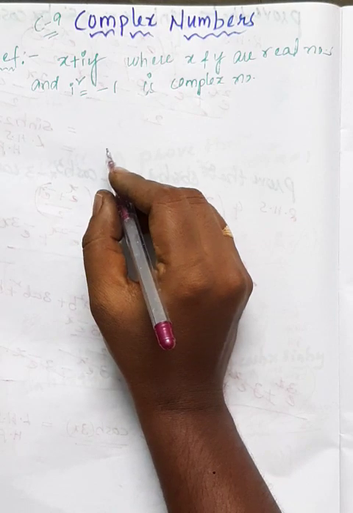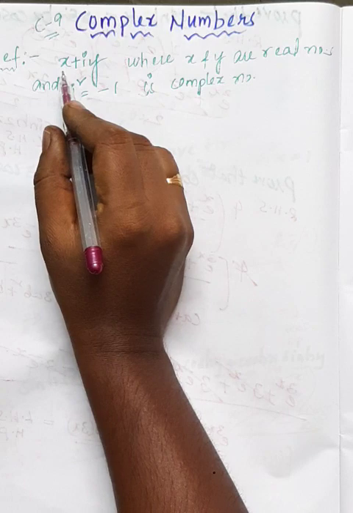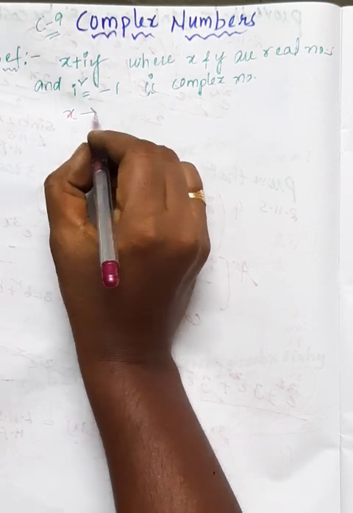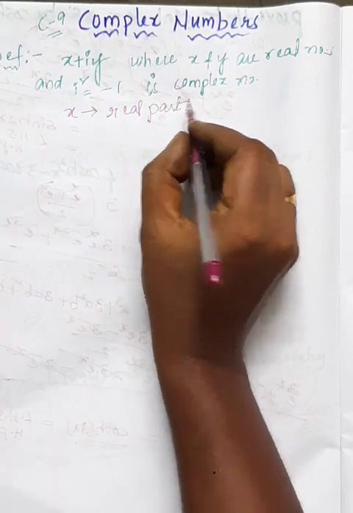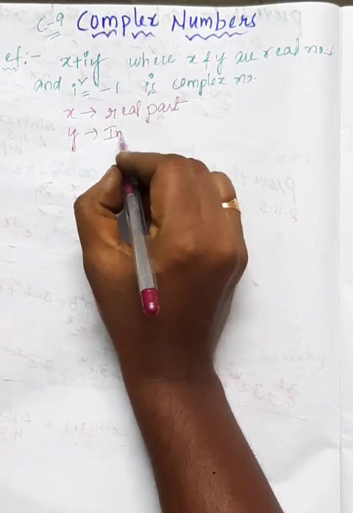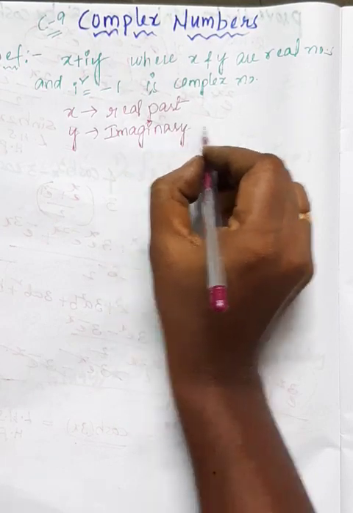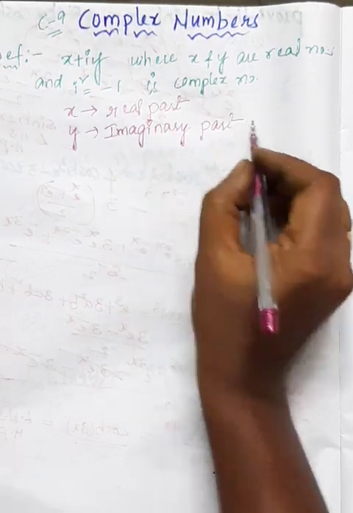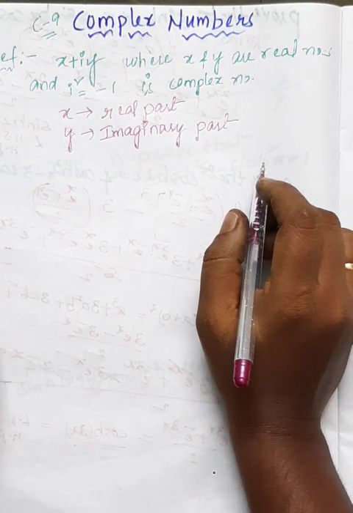Here x is called the real part and y is called the imaginary part. The part without i is the real part, so here x is the real part. The part with i is y, so y is the imaginary part. So in a complex number we have two parts, where x is the real part and y is the imaginary part.